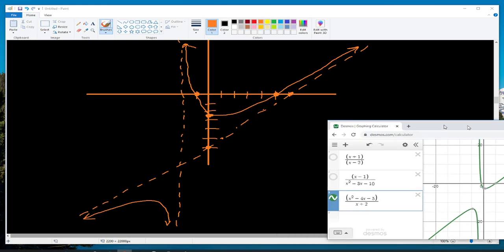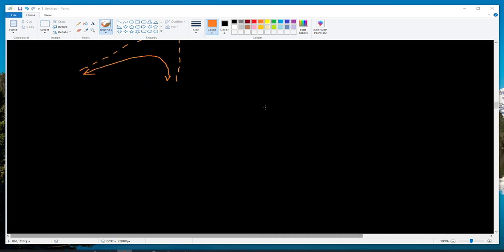Okay, so let's look at one final type here, and then we'll say that that's good for 3.5. So, final example type.